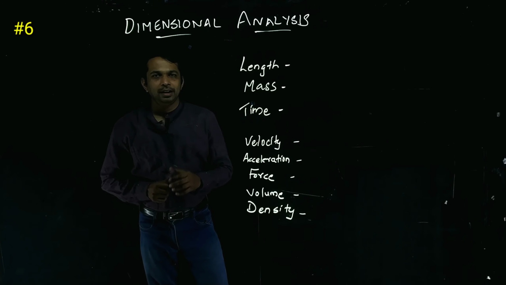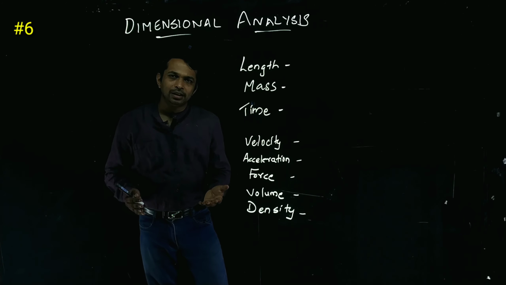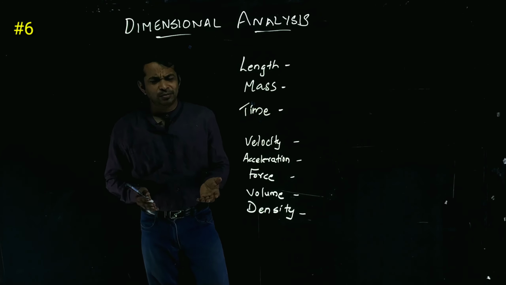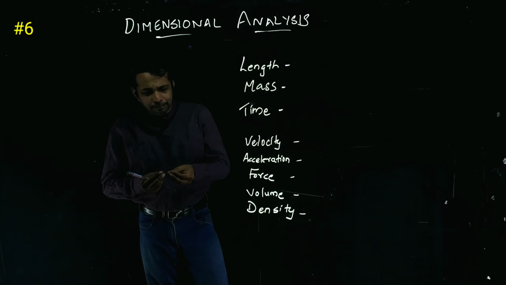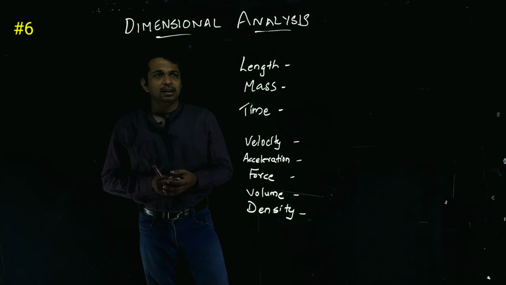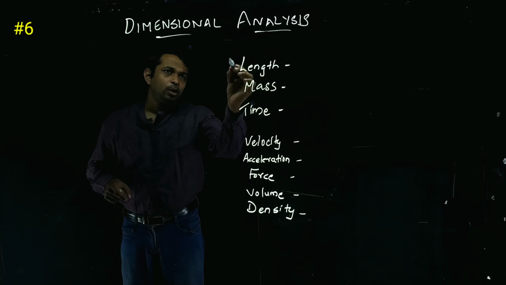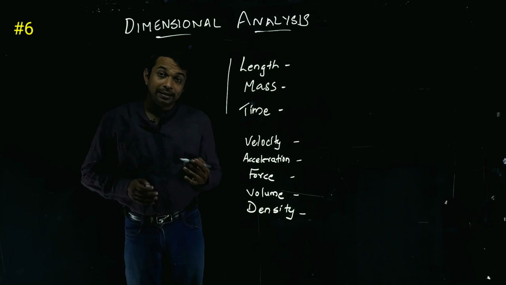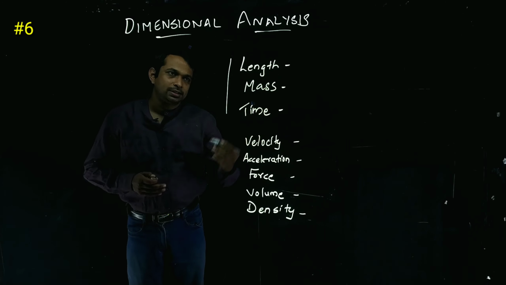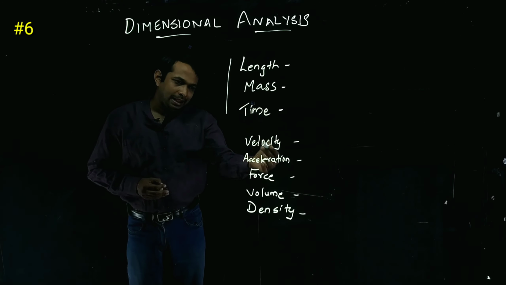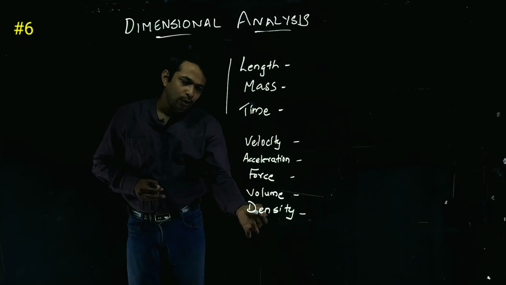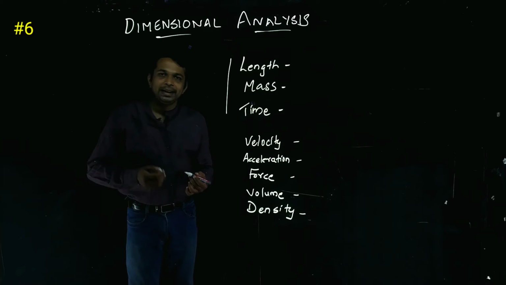See, in this physical world, we have so many physical quantities, right? And some of them are basic or fundamental like length, mass and time, while some are derived from these ones, right? Like velocity, acceleration, force, volume, density, etc.